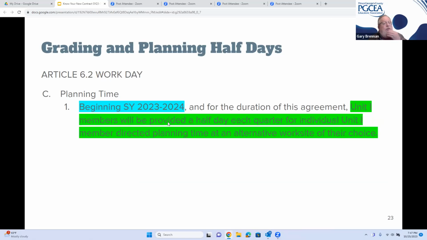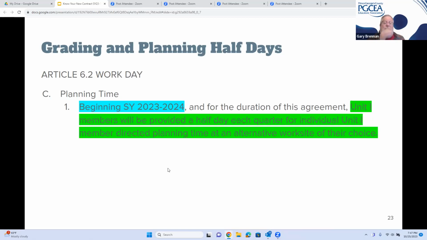Okay, the next issue we have is grading and planning half days. This year, there's new language that we negotiated last year, but didn't take effect until this year. And that's Article 6.2 C, planning time number 1. And that says, beginning this school year, and for the duration of this agreement, Unit 1 members will be provided a half day each quarter for individual Unit 1 member directed planning time at an alternative work site of their choice.